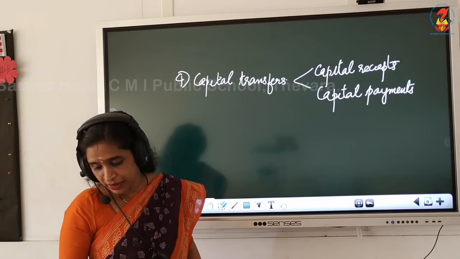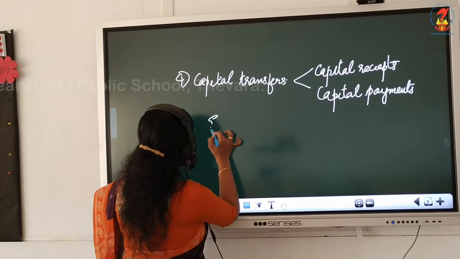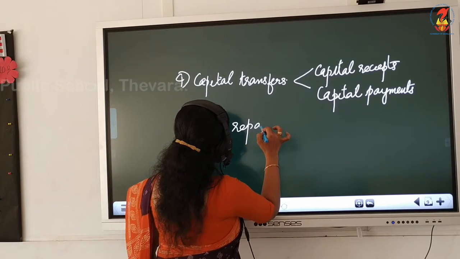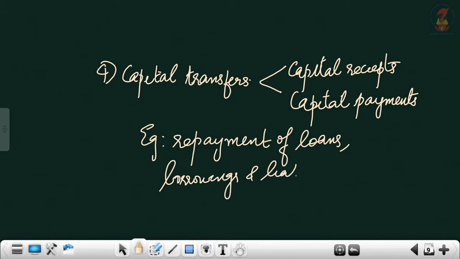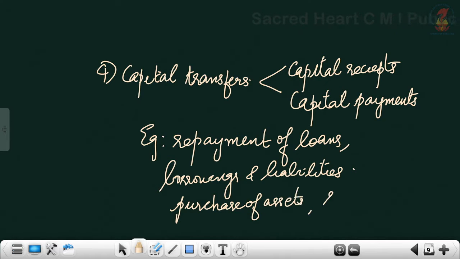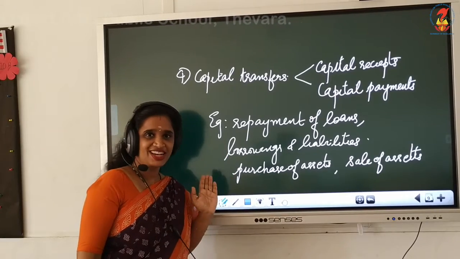Capital receipts and capital payments. Examples are, you can recollect, repayment of loans, borrowings and liabilities. All these are the ones which we learned in government budget and economy. Then it includes purchase of assets, then sale of assets. Through sale of assets, government is losing. All these are the examples of capital receipts and capital payments.